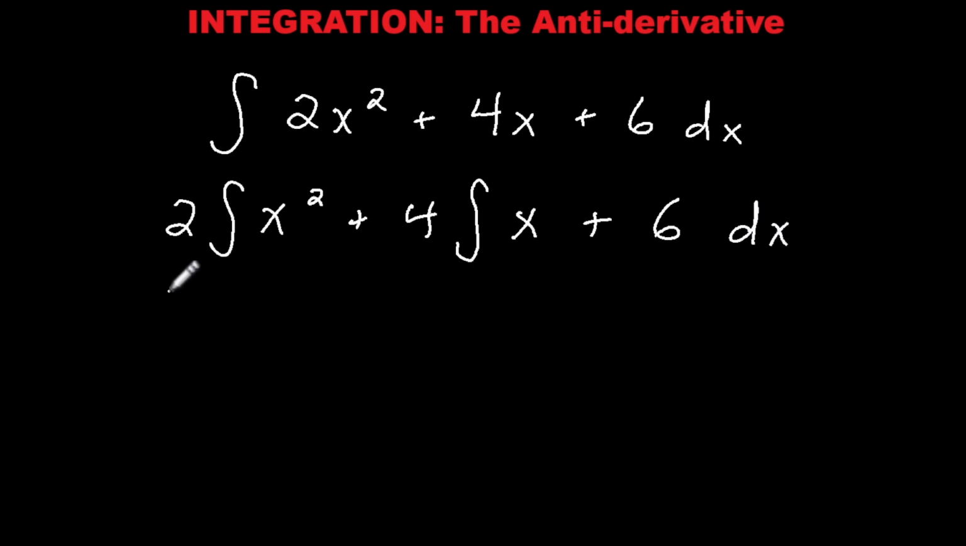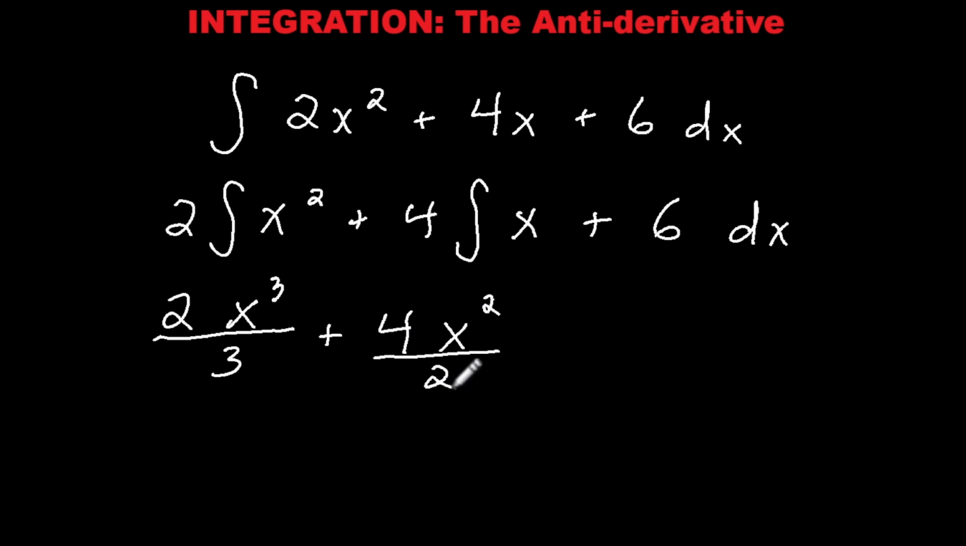On the next line, I'm going to put 2. Now I'm doing the integration. I increase the power by 1 and divide by that. Plus 4. I increase the power by 1 and divide by that. And over here, I increase the power by 1. This is a 1 in front of the 6, so that's x to the 0. I increase the power by 1. We have 6x. And we don't know if there was a constant or not, so we just put plus c.